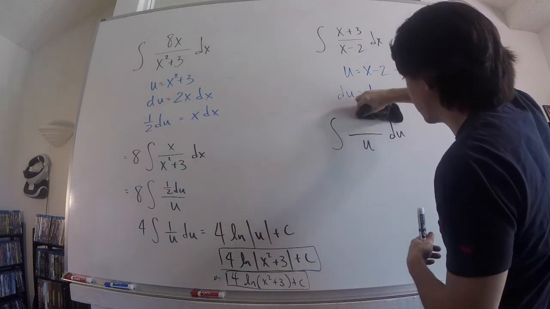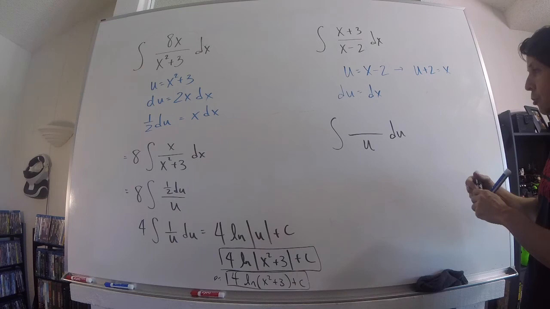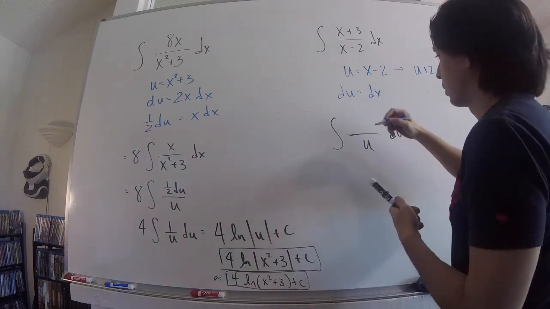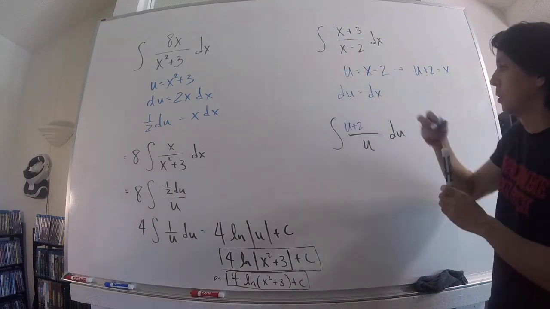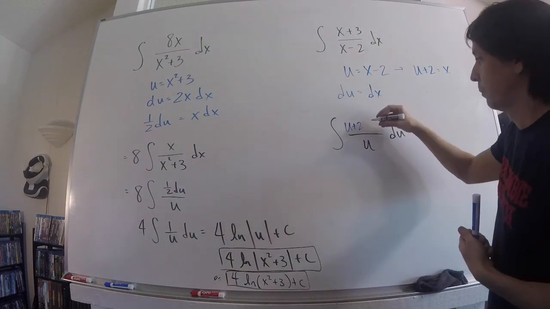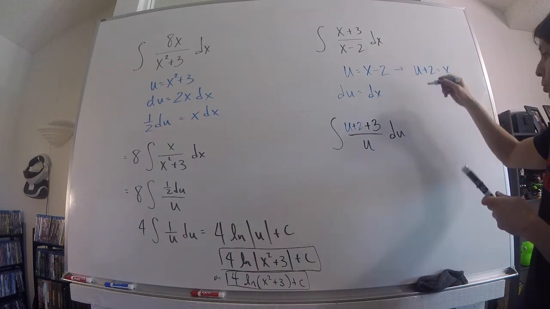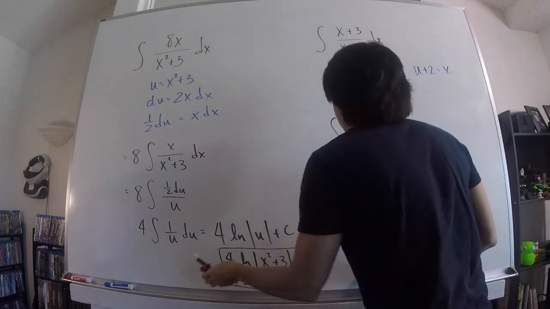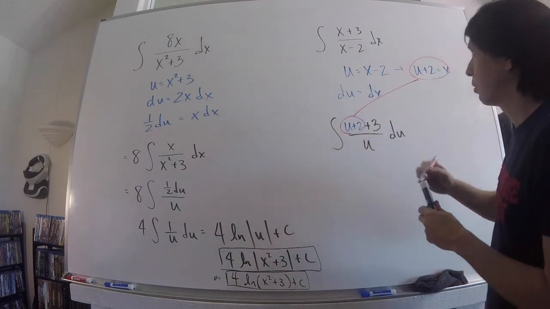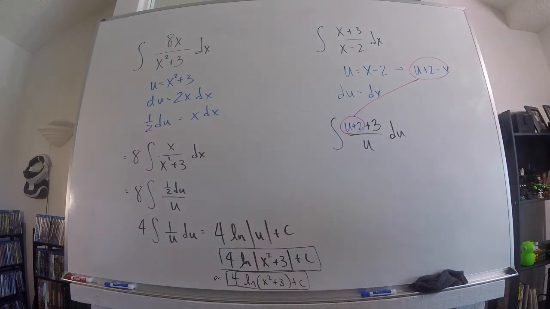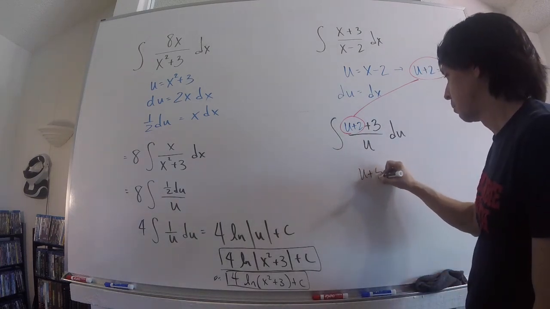I have this issue of this extra x. And I need to use the fact that it's u plus 2. I'm going to write it in blue anyway. So that's equal to x. I also have that plus 3 there. So that's what I'm doing. I'm using this to substitute that x on top. And I end up with u plus 5 over u.